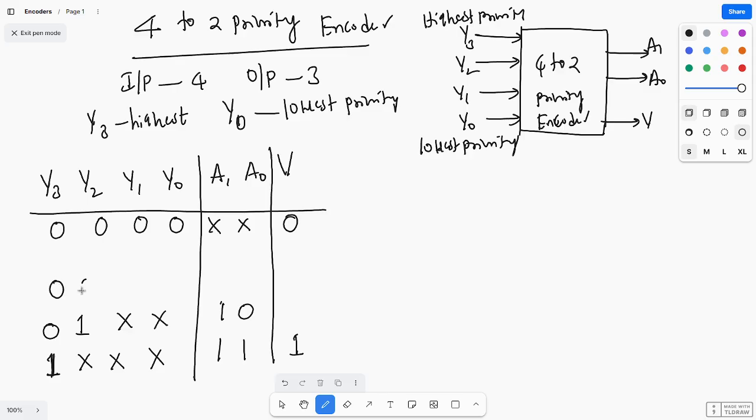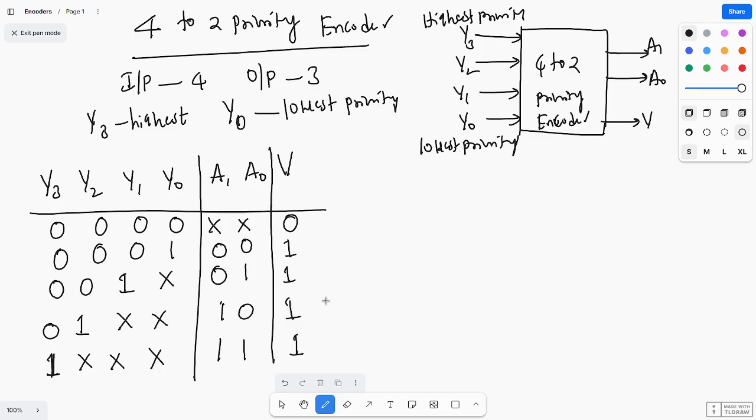And next, y3 becomes 0, y2 becomes 0, and y1 becomes 1, and this is don't care. Don't care means either 0 or 1. So y1 becomes 1, and the output is 0 1. Again 0 0 0, and y0 becomes 1, so here it becomes 0 0. So in all these cases, the valid output should be 1.